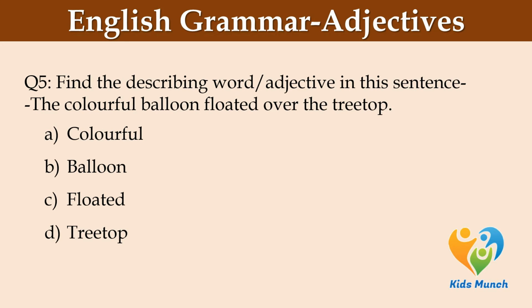Find the describing word in this sentence. The colorful balloon floated over the treetop. Option A, colorful. Option B, balloon. Option C, floated. Option D, treetop.